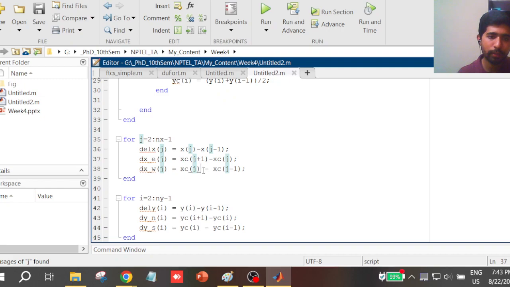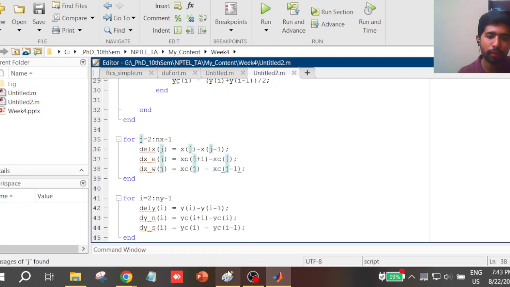And here similarly for west face, j and j minus 1. Only del x we can directly calculate using x. Now with this approach, what you are doing is directly, if the value at 2 if you come, it will be directly taking half.